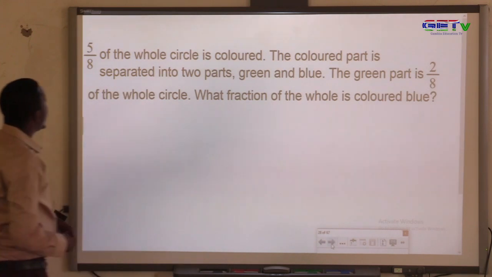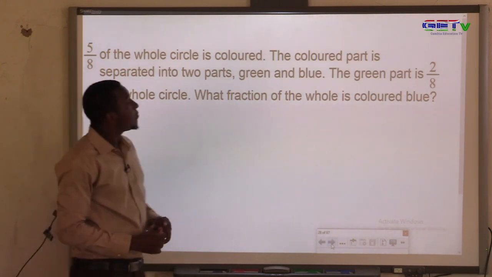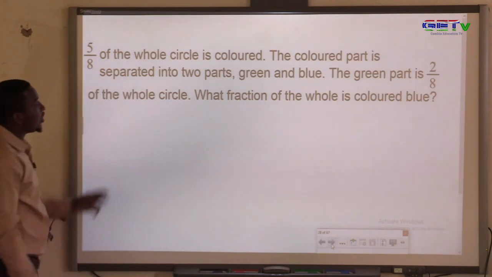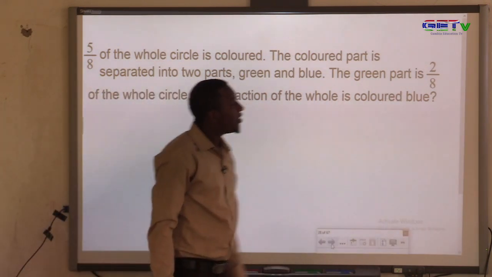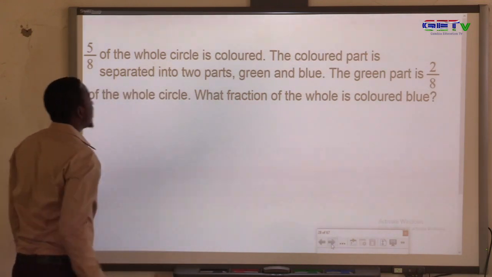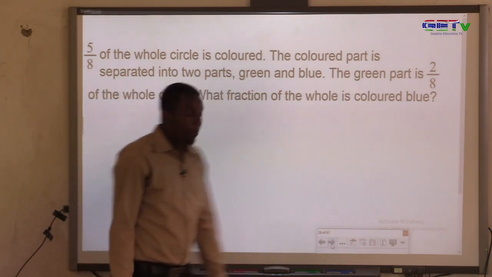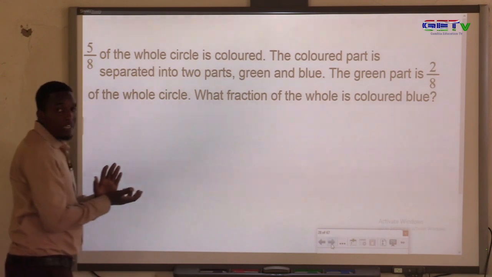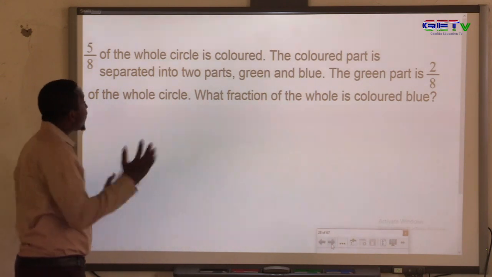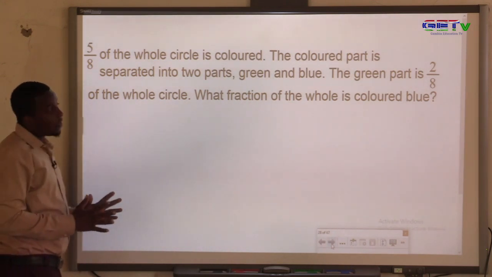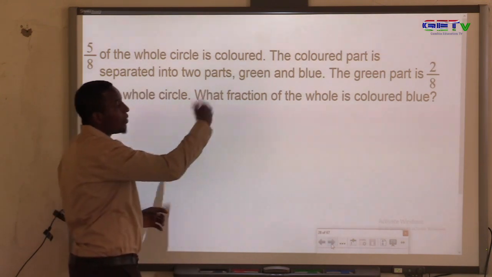I would like to take that again. 5/8 of the whole circle is colored. The colored part is separated into 2 parts, green and blue. The green part is 2/8, that is 2 all over 8, of the whole circle. What fraction of the whole is colored blue? Now what we have here is a circle divided into 8 equal parts. Out of those 8 equal parts, 5 of them are colored, green and blue.